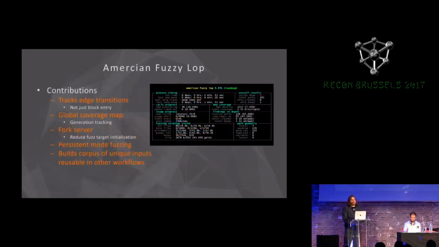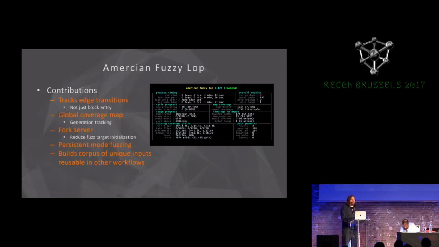The benefits that it has: it tracks edge transitions and not just block entry. It uses the Bloom filter. It had a fork server built into it. So basically, after your process has initialized, it waited until all your libraries are loaded and all the linking and everything is done. And then once you get to the parser code, then it would fork. And so you skip all that initialization time, which is an optimization.